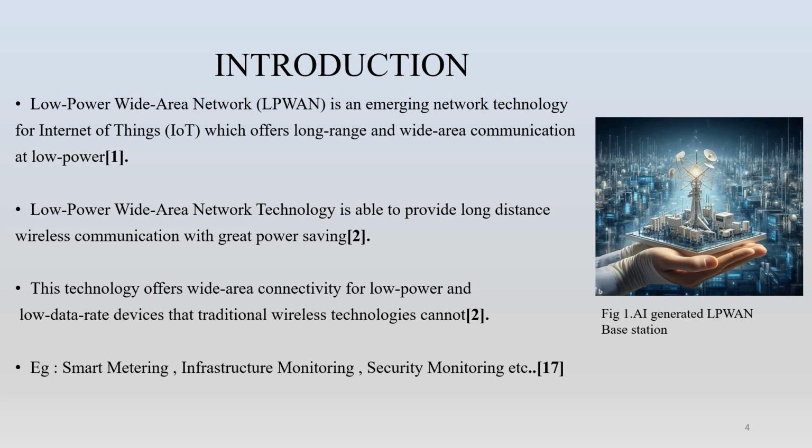Coming to smart metering, it involves using advanced sensors and communication technology to measure utility consumption such as electricity, gas, or water. These meters provide real-time data and enable more accurate billing. Coming to infrastructure monitoring, it employs various sensors and IoT devices to monitor the condition and performance of buildings, roads, bridges, and so on. This data helps detect maintenance needs and safety. And coming to security monitoring, it utilizes cameras, sensors, and technologies.